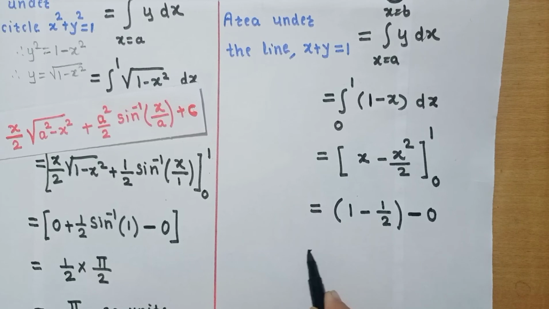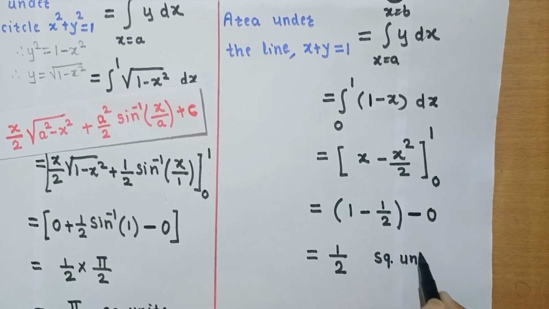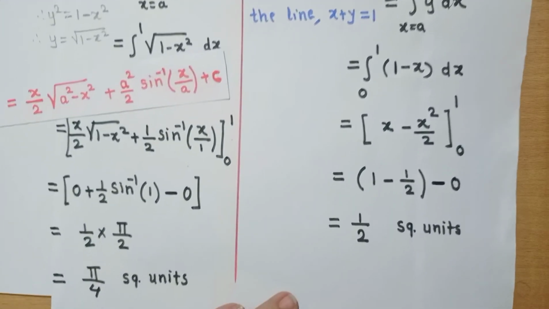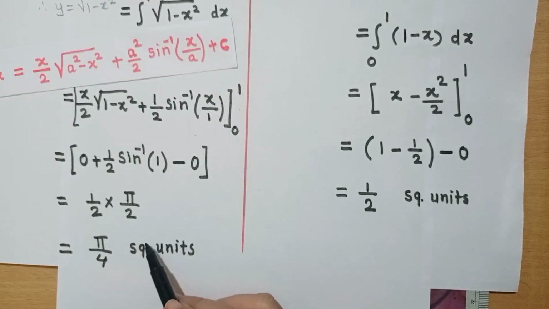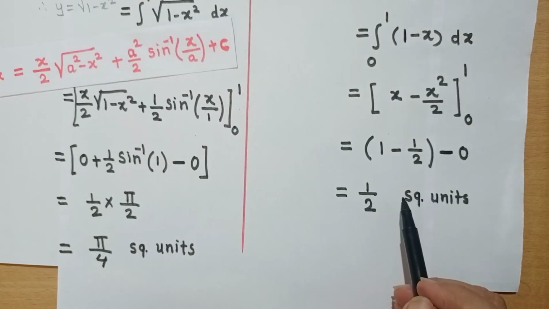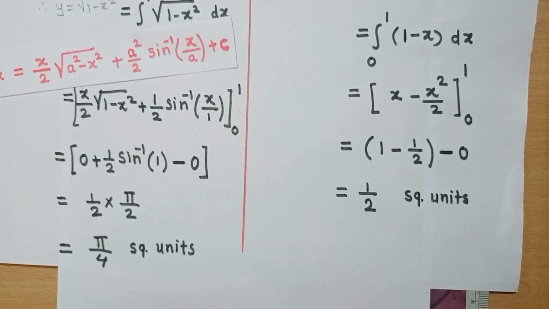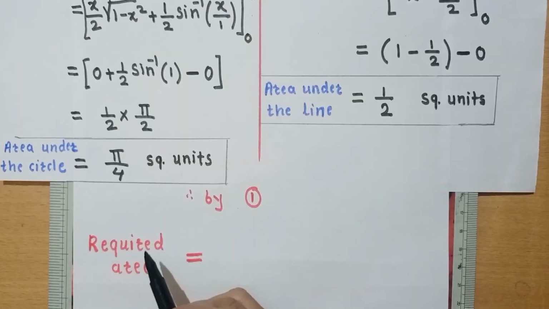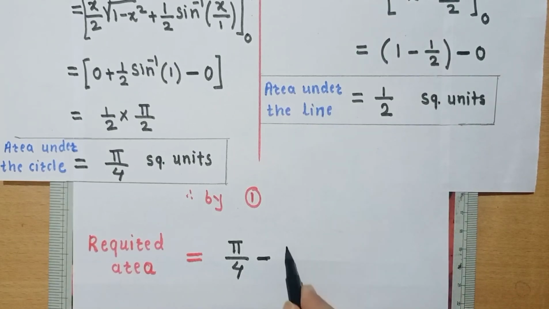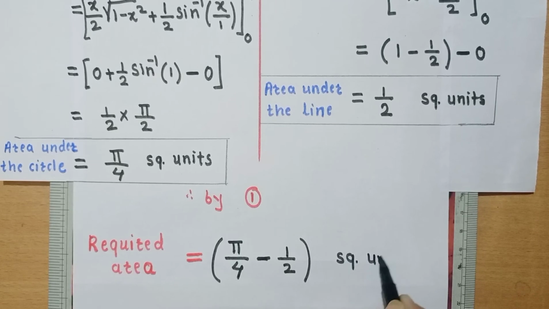1 minus half equal to half. So in the next step we will write 1 upon 2 square units. This is the area under the line. Now we know the area under the circle and this is the area under the line. So again by equation 1, the required area is equal to the area under the circle, which is pi by 4, minus the area under the line, which is half, square units.